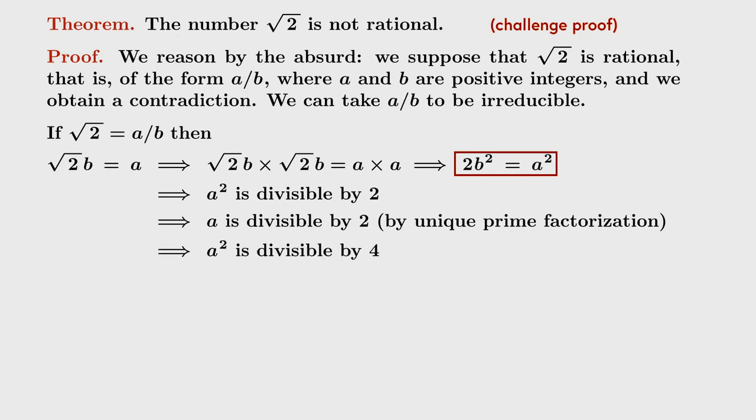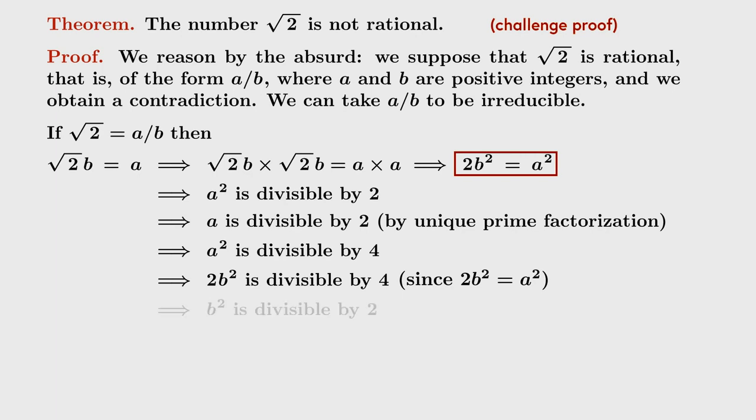If a is divisible by 2, then a squared is divisible by 4. That means 2b squared is divisible by 4, because 2b squared, we just saw above, is equal to a squared. It follows then that b squared is divisible by 2, and by the same reasoning as for a above, therefore b is divisible by 2.